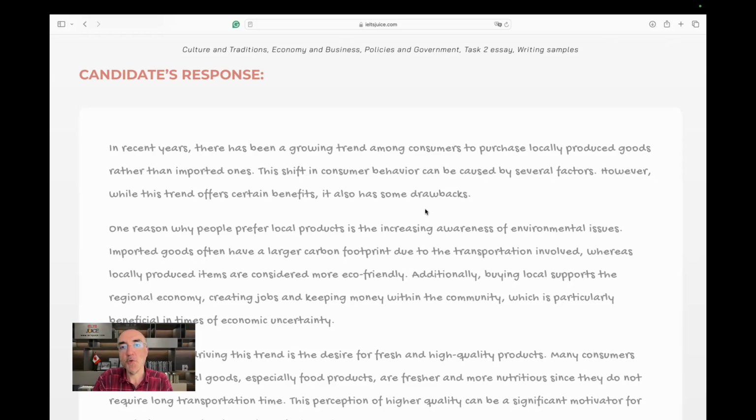This shift in consumer behavior, it's a shift, can be caused by several factors. In the introduction, this is good. We say several factors. Several is quite a lot. That's what IELTS expects us to say.